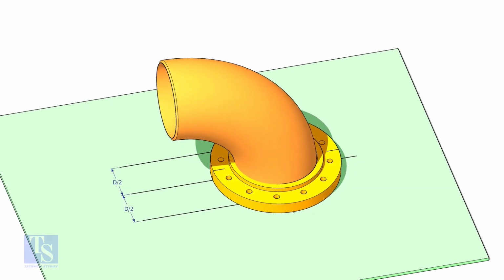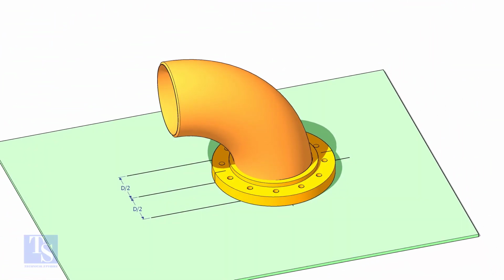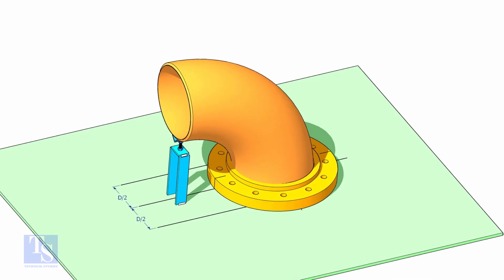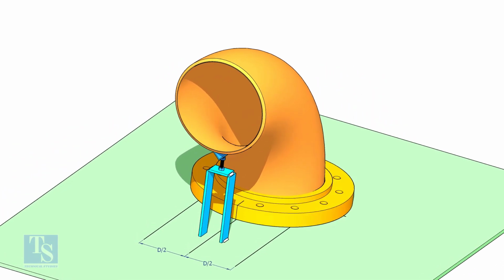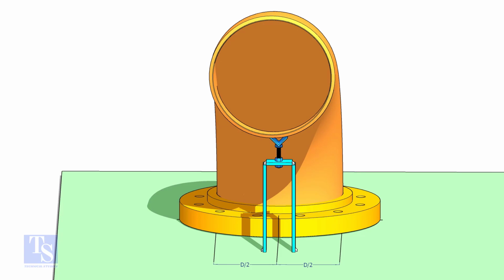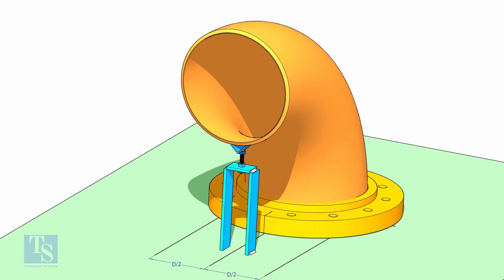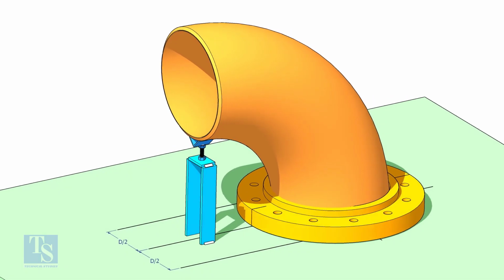Put the elbow in the flange. If required, tack weld the screw jack below the elbow face as shown. Adjust the height of the bolt and level the face of the reducer.